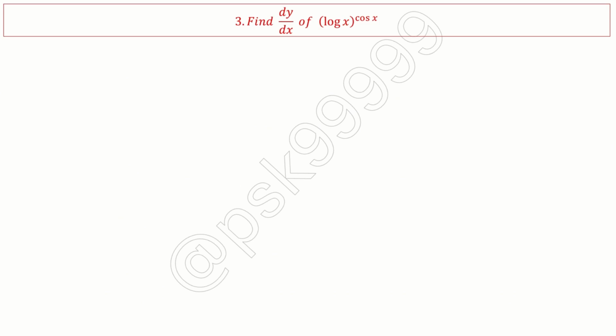Next, log x to the power of cos x. Whenever you see power, f of x to the power of g of x, don't get confused by x to the power of n. The differentiation of x to the power of n is n into x to the power of n minus 1, but that is not the differentiation of f of x to the power of g of x. It is not the same. So whenever you see f of x to the power of g of x, you take logarithm and do it.